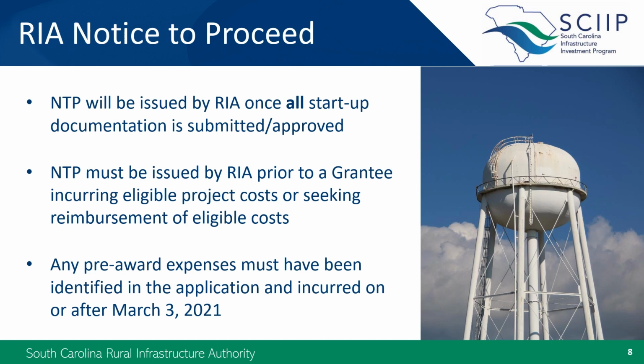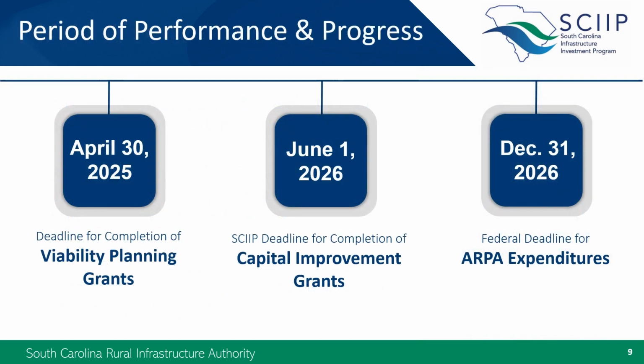Nearly all of the applications did not indicate pre-award expenses. However, if you think you have any, please contact your grant manager immediately. As you will hear us say over and over, RIA is required by the U.S. Treasury to have all federal funds expended by December 31st, 2026.